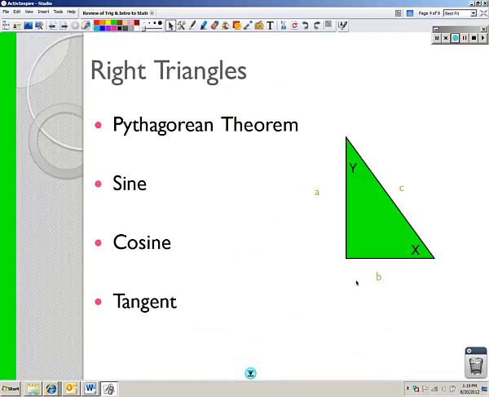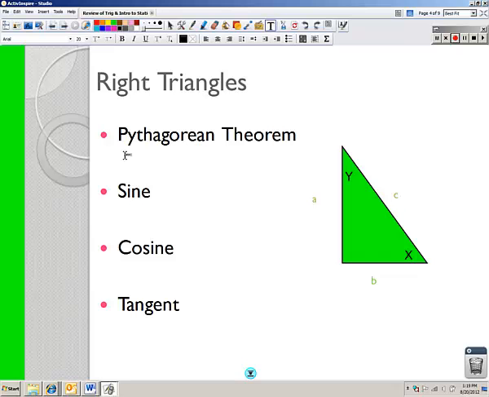Alright, so let's look at some math relationships. If we have, this is a leg A, this is a leg B, this is C. C is the one that is across from the right angle. This is our right angle. We have the Pythagorean theorem first, and it is A squared plus B squared is equal to C squared. So that means this squared plus this squared is equal to the length of the hypotenuse C squared.